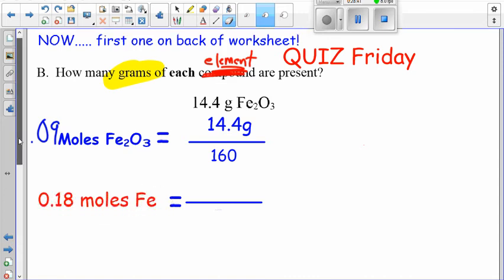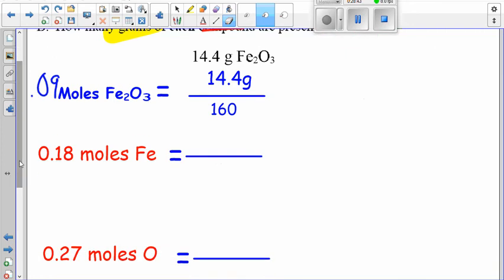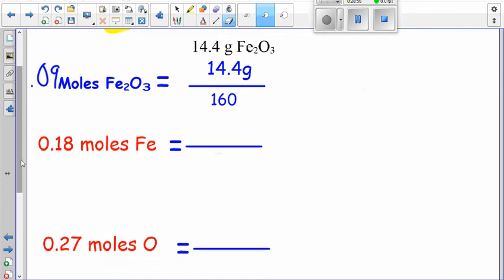So then how many oxygens would I have? 0.27. You see where I got that from? The 3, because there are 3 oxygens, times 0.09 tells you that you have 0.27 moles of just oxygen by itself. Hey, what's the formula weight of iron all by itself? 56. You just used it when you were adding up for iron oxide.